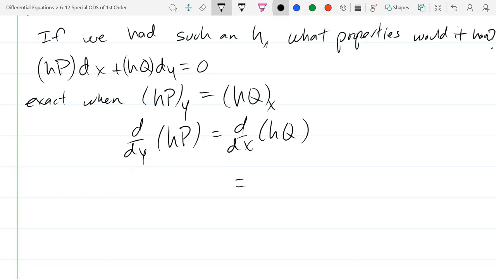So we're going to write it as h sub y P plus h P sub y. That's what the product rule looks like here in this notation. It feels a little strange at first. So any product rule questions on that notation? Go ahead and apply the product rule on the right side, but you're going to have little x's instead of little y's.